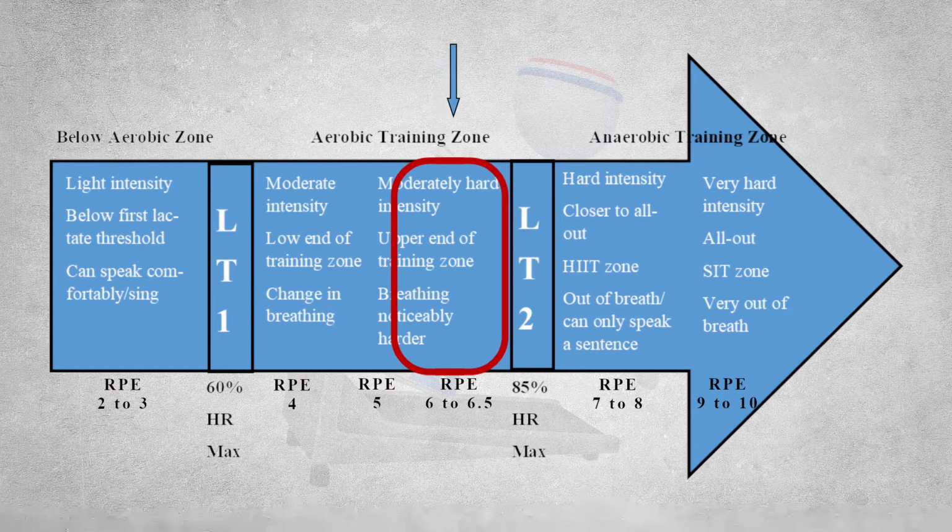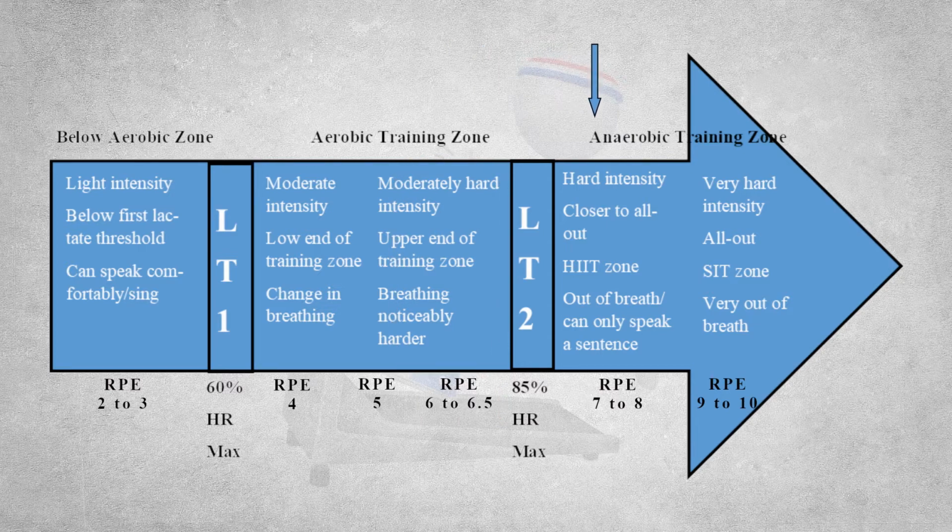end of the aerobic training zone, near the second ventilatory threshold, where the person is now huffing and puffing, which corresponds with about a 6 to 6.5 on a 1 to 10 effort or rate of perceived fatigue scale, and can be sustained by most able-bodied people for about 15 to 30 minutes.